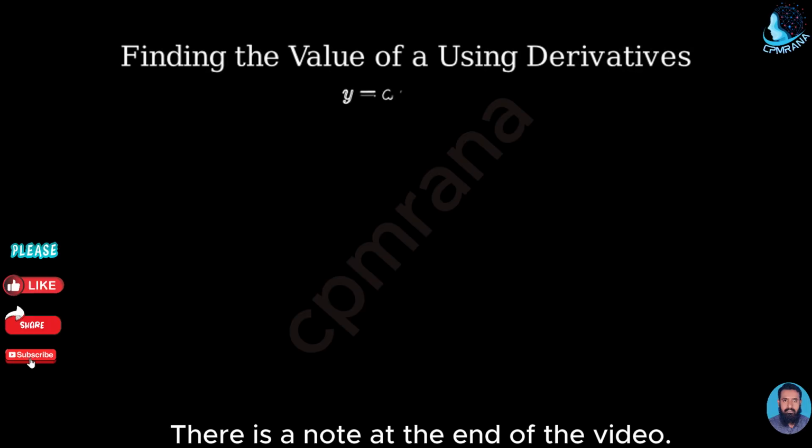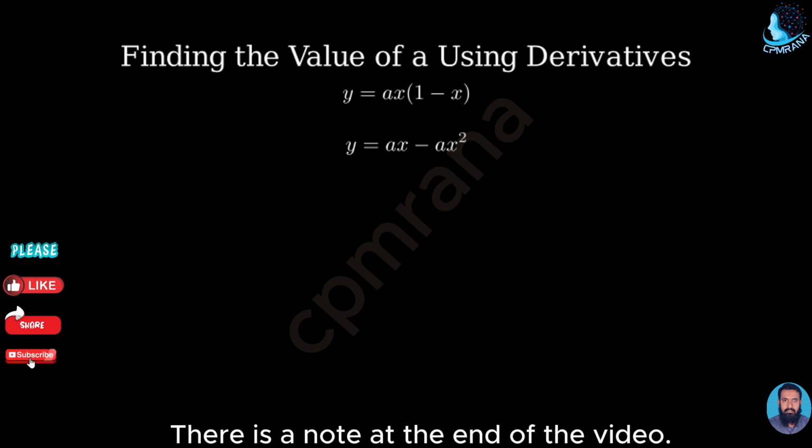Let's solve a derivative problem step by step. We're given the function y equals ax times (1 minus x), which can be rewritten as ax minus ax squared. We need to find the value of a such that the slope of the tangent at the origin is equal to tangent of 60 degrees.